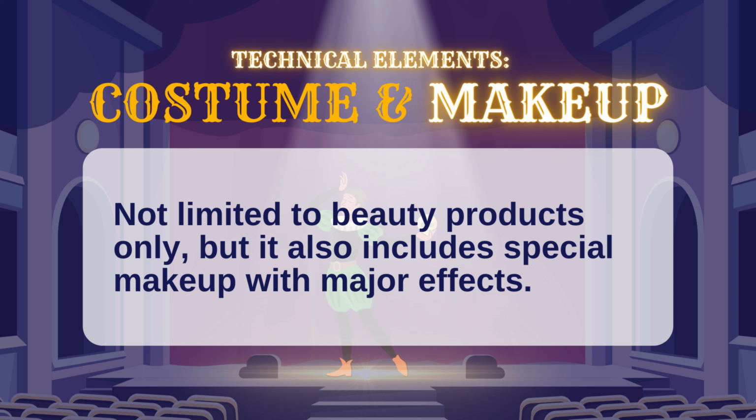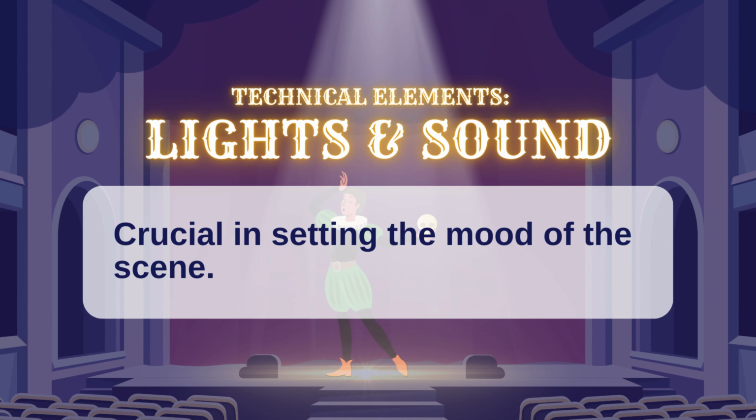So ultimately, costume and makeup are small, yet also very crucial details that one must pay attention to when doing theatrical plays. Next, let us move on to lights and sound. So lights and sound are crucial in setting the mood of the scene. It's crucial in helping to set the mood, time, and atmosphere of the play.